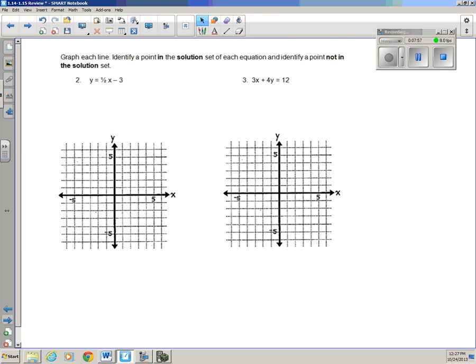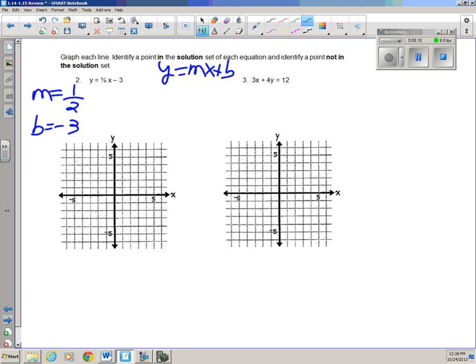Alrighty. This goes back to the stuff that you said you all knew how to do, and I think that you do. So graph each line, identify a point that's in the solution and one that's not in the solution. In this case, I'm already in y equals mx plus b. That's what's really important. My slope is a half. My y-intercept is -3. I'm going to begin at -3. I'm going to go up 1 to the right 2, same thing as going down 1 and to the left 2. And I'm going to graph my line.